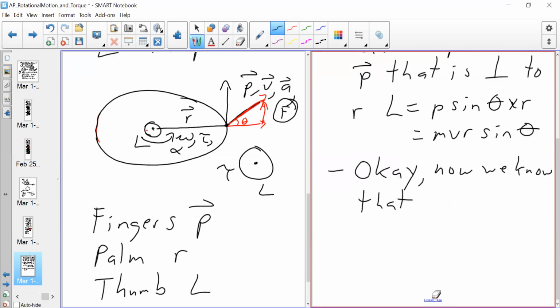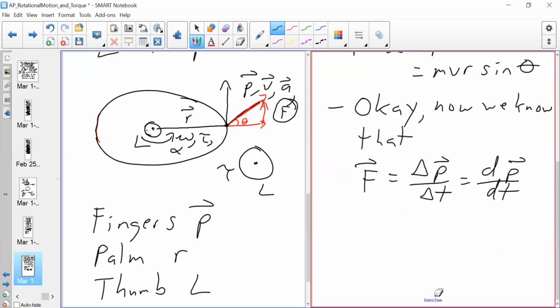Okay, now we know that linear force, back in the day, we know it's a change of momentum over time, and so we can multiply time both sides, get the impulse. Calculus notation, same thing, dp dt. So then torque, then the torque that's going to be produced here.